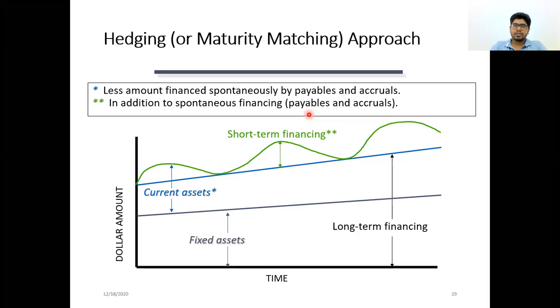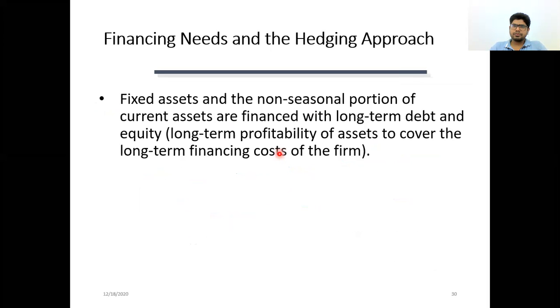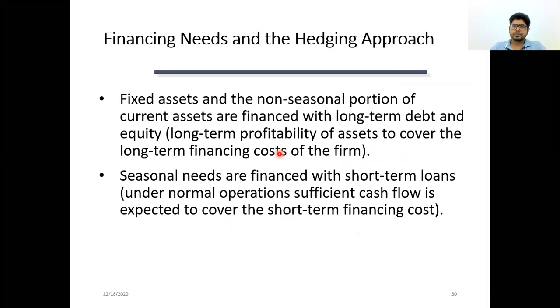Here, the less amount of finance is spontaneous financing, by payables and accruals. Here it is a permanent portion. It's a temporary portion. Right. Financing needs and hedging approach.